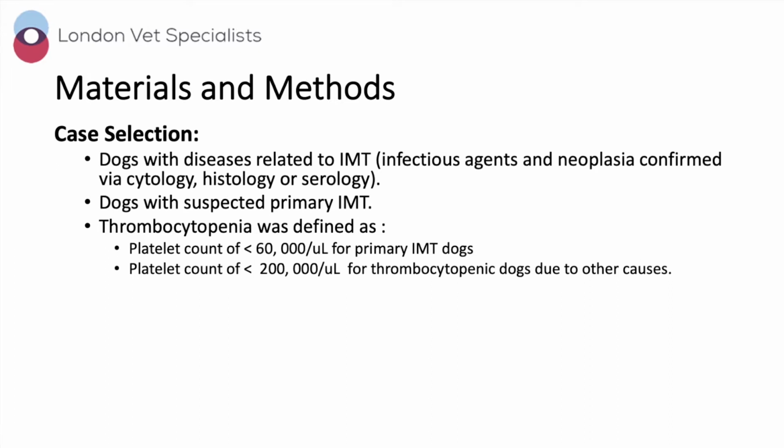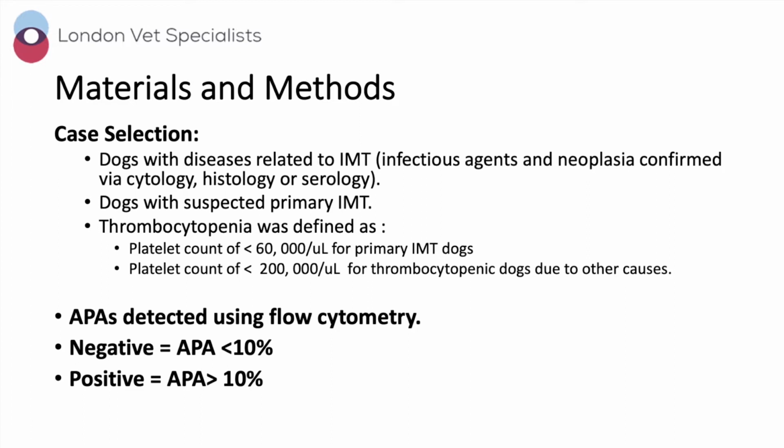Dogs in this study were selected first of all based on whether they were thrombocytopenic, and then dogs with suspected primary IMTP were chosen, and dogs with diseases related to IMTP, so potentially secondary IMTP cases. Those included dogs with infectious diseases and neoplasia, which had been confirmed by previous testing. Listed are the definitions for thrombocytopenia for each group of dogs. APAs were detected using flow cytometry, and dogs were defined as either positive or negative for APAs based on their percentage. Less than 10% was considered negative, and over 10% was considered positive.